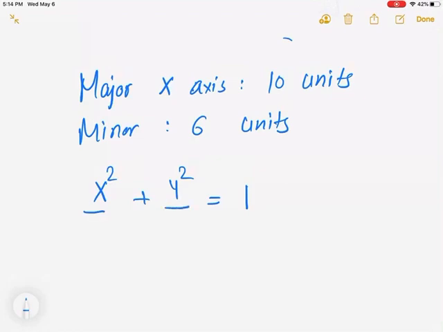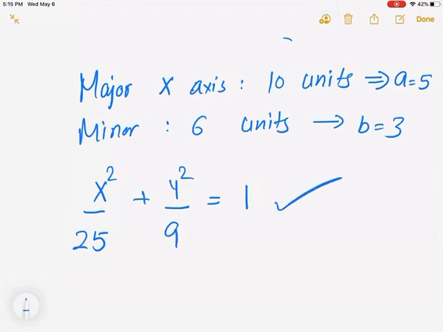So 10 units is the entire length. What's one-way distance? Just take half of that and then square. So your a value is going to be 5, and squared would be 25. Your minor axis 6 is the entire length. What's half of that? It's going to be 3 and squared. So that's my equation. Here you go.